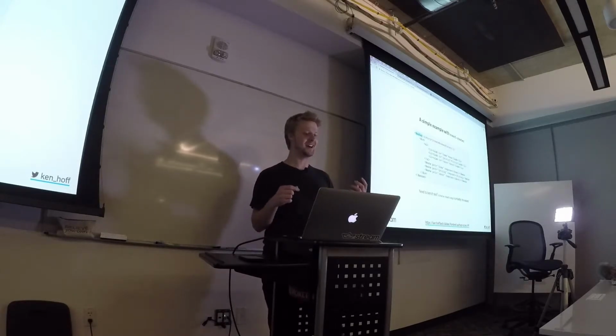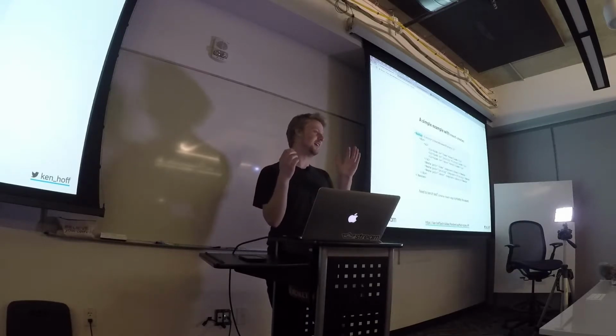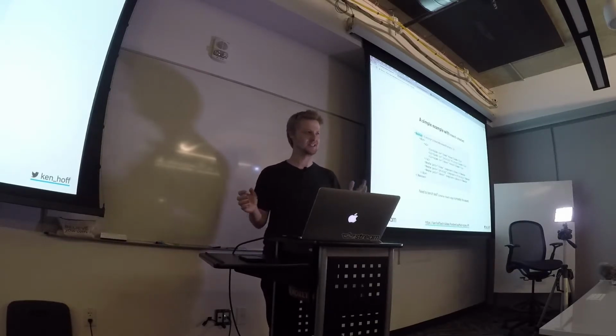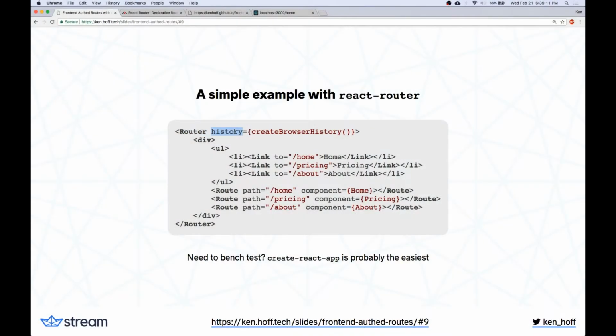It's going to use a little known React feature called context, which is not something that you usually see outside of routing. History is a prop that just allows you to use browser history or hash history or memory history. We're not going into that in this talk.